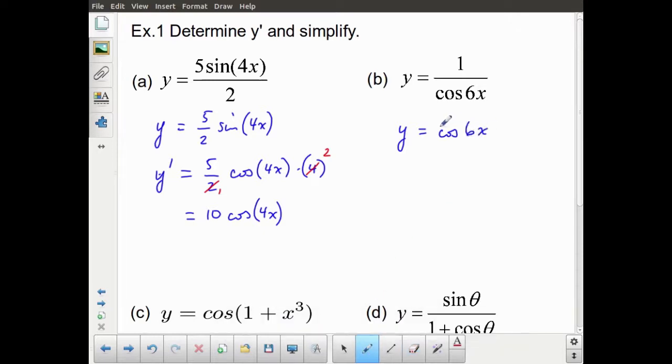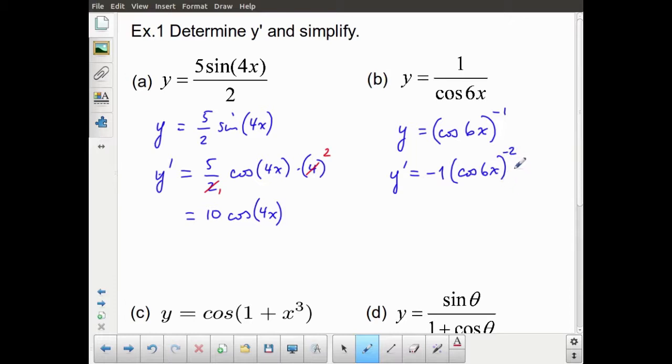So instead, we should write this as cosine of 6x all to the negative 1. And so that way, when I take my derivative, I bring down the negative 1, so that becomes negative. Let's actually bring down the negative 1 itself. So that becomes negative 1 times the cosine of 6x to the negative 2.